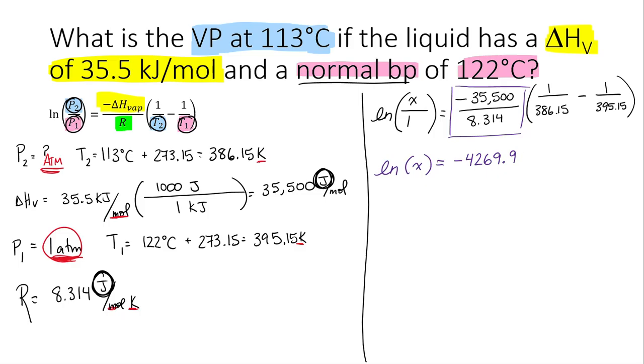And then over here on my calculator, 1 divided by 386.15. Enter. I'll just write it down.